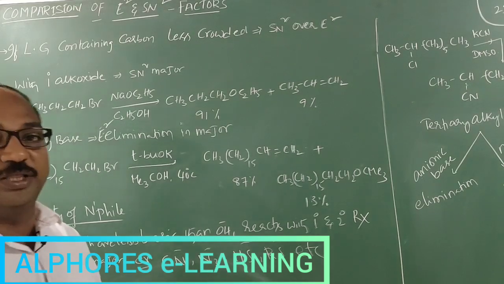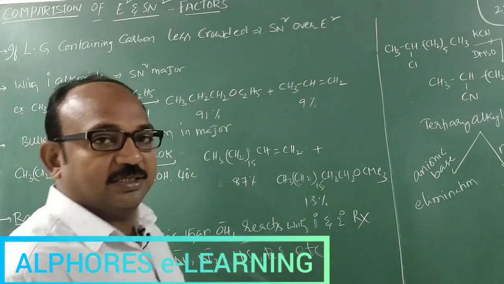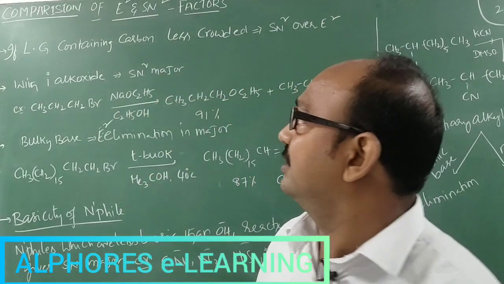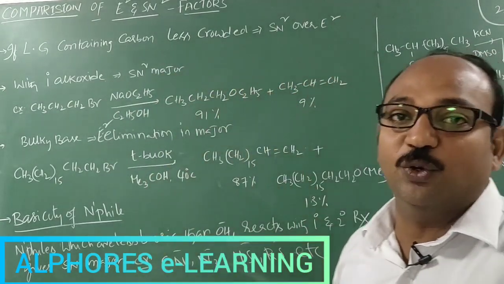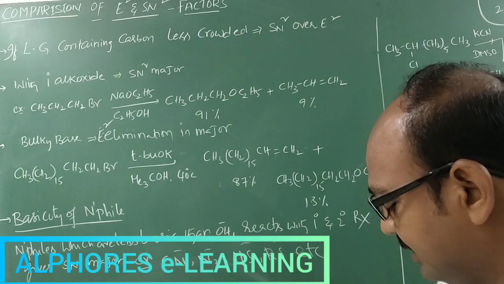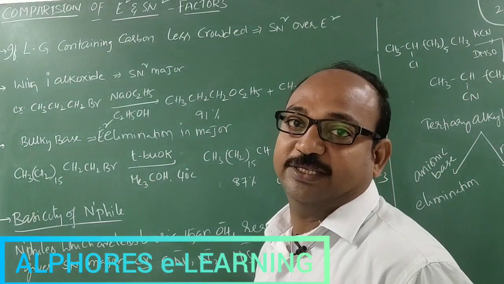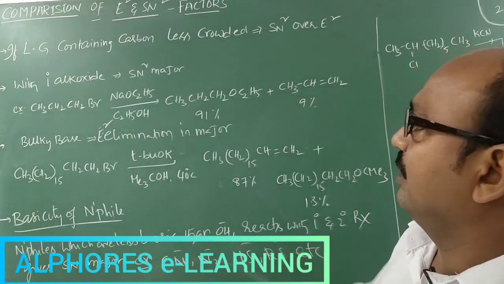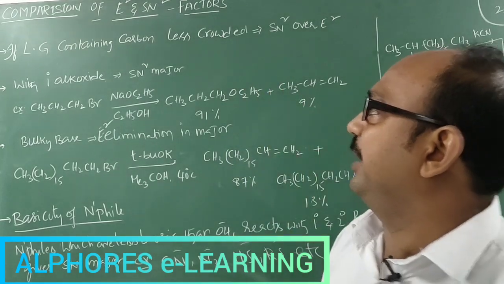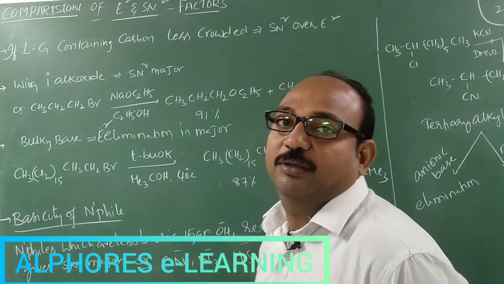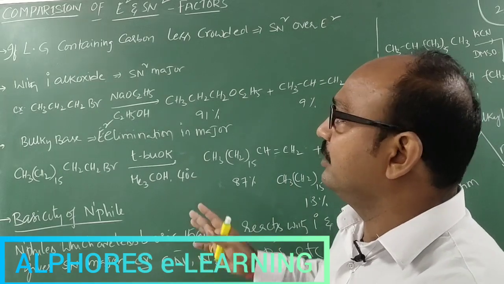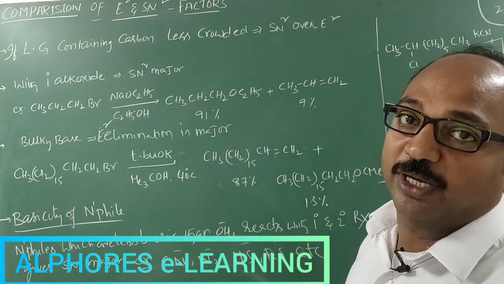This is session 23. In this session, we are going to discuss the comparison of E2 and SN2 and what factors influence E2 and SN2. Here, there are 5 main points to find out whether a particular reaction gives an E2 product or an SN2 product.